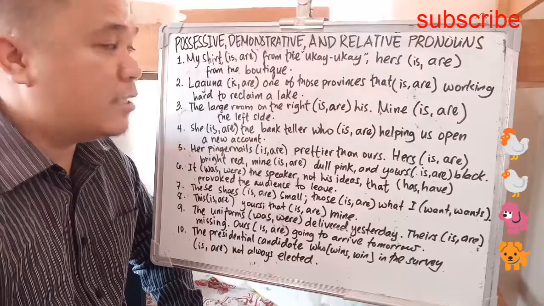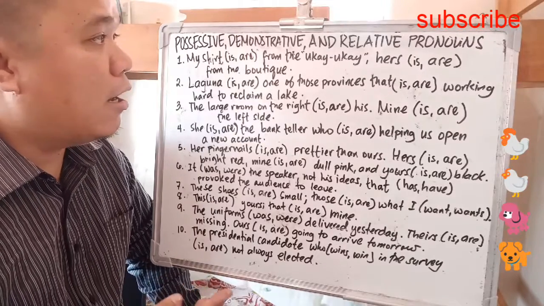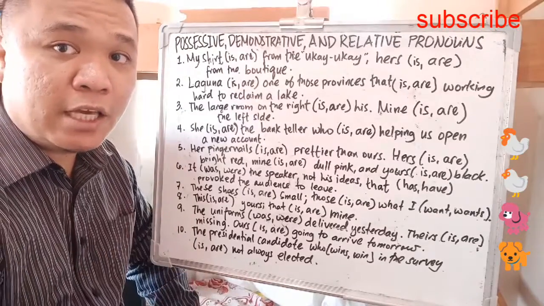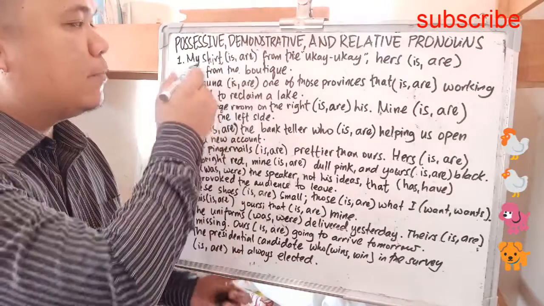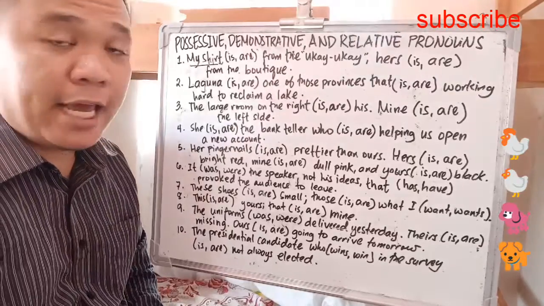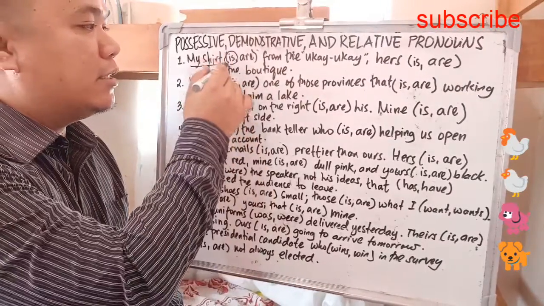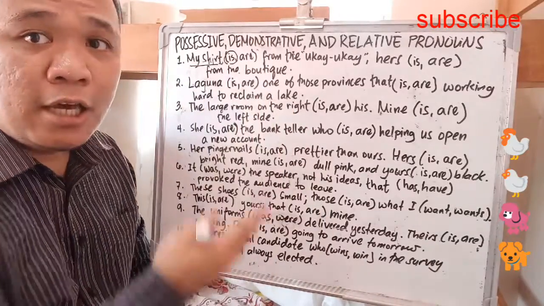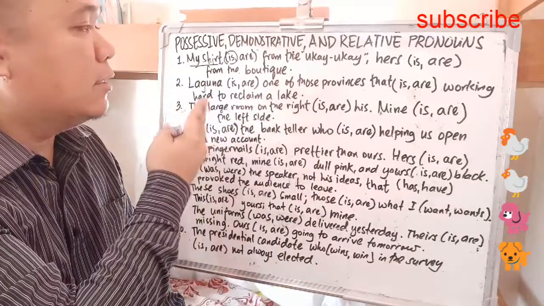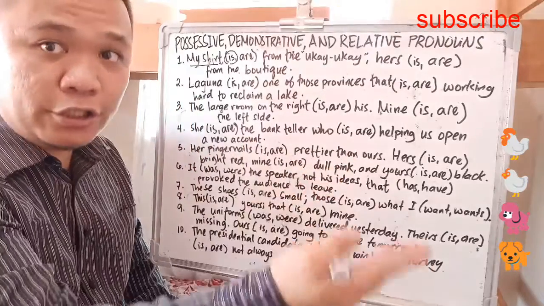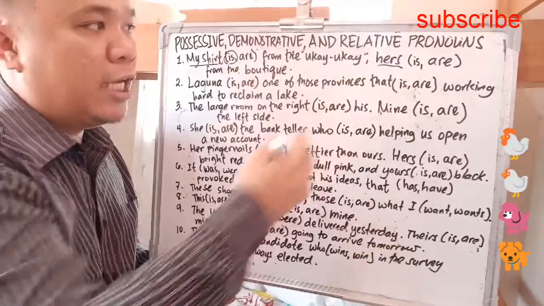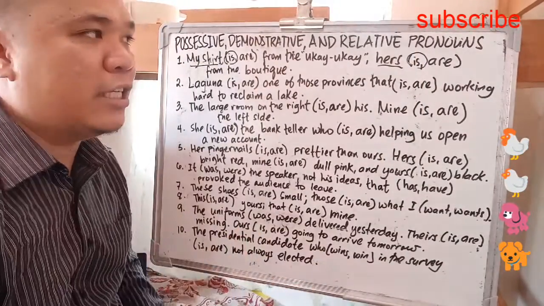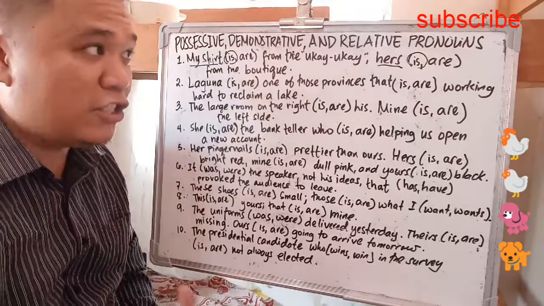Now let's look at sentence number 1. My shirt is/are from the boutique, hers is/are from the boutique. So our subject here, we're talking about my shirt. My shirt is singular and the verb should be is, okay, because there's only one shirt. Now hers as a possessive pronoun goes back to the subject shirt. Hers, or her shirt, is. It is just like saying her shirt, so we just economize it by saying hers is.